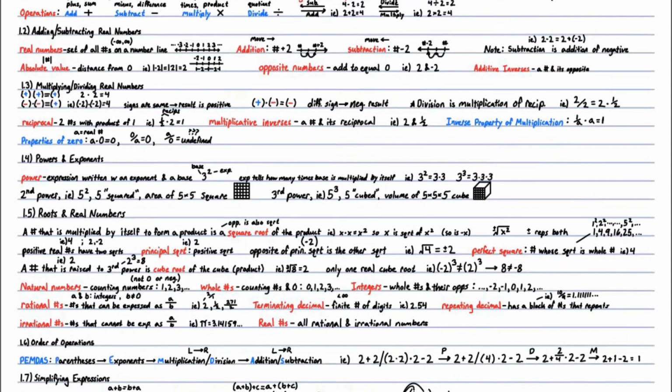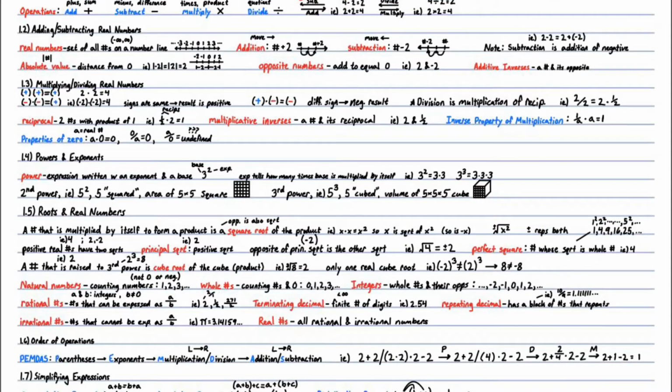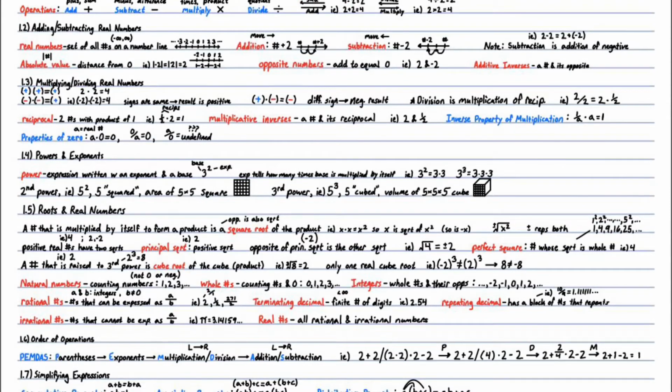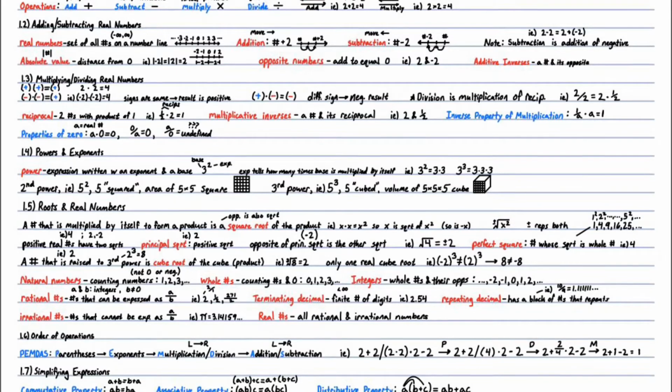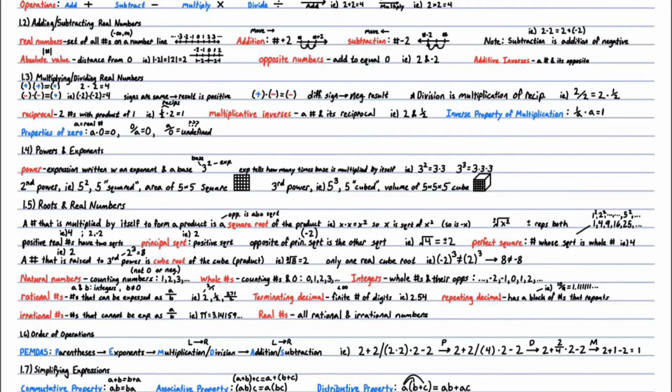The second power is sometimes called squared because it represents the area of a square with length equal to the base, i.e., 5 squared equals 25, which is the area of a 5 by 5 square. The third power is sometimes called cubed because it represents the volume of a cube with side length equal to the base. Roots and real numbers.